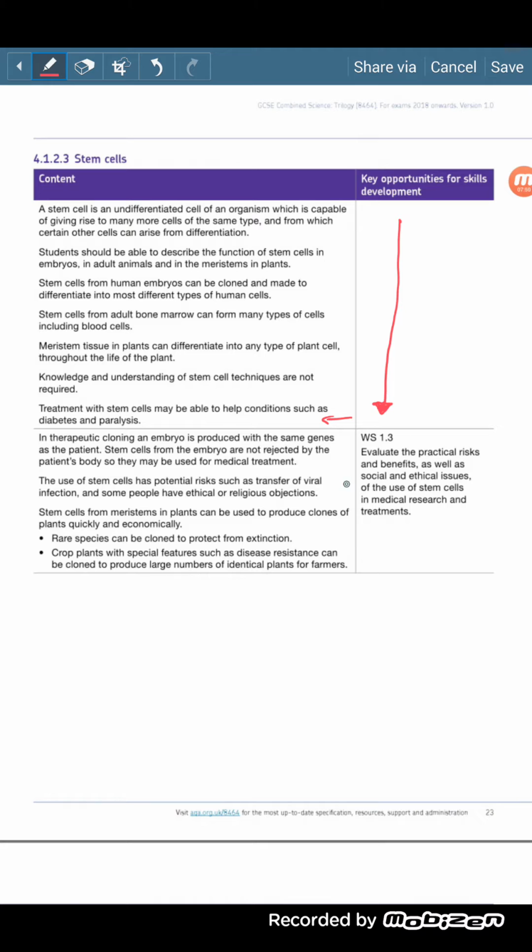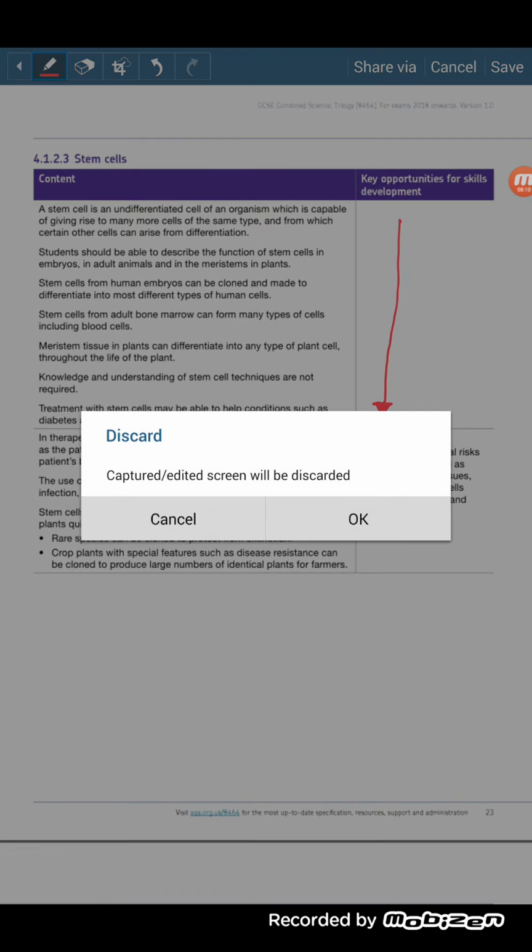Okay, another one here, which would translate straight into a question: the use of stem cells has potential risks such as transfer of viral infection, and some people have ethical or religious objections to stem cells. And so once again, there could be a question saying, what are the issues with stem cells or the problems about stem cells? And there is the answer within the specs, which is excellent.